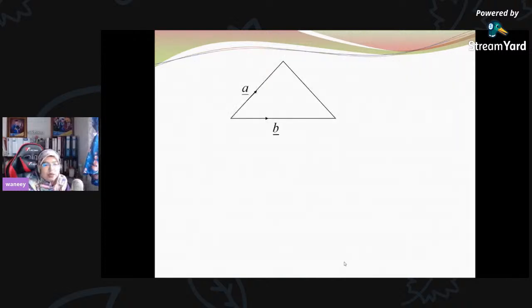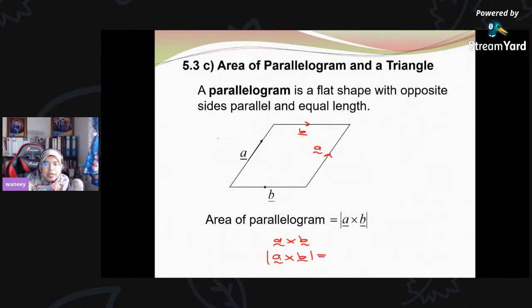If we have a triangle, then the area of the triangle is half times the magnitude of A cross B. Again, we have to find A cross B, find its magnitude, and then multiply it by 1/2. So be very careful. A and B are the sides of the triangle, same thing with the parallelogram. Those are the sides of the parallelogram. So it's not a diagonal.